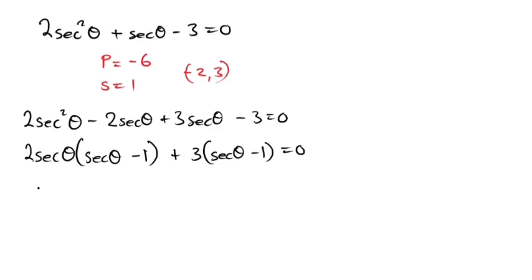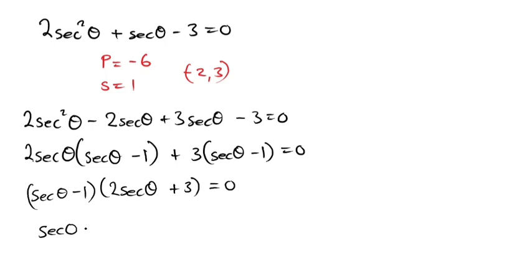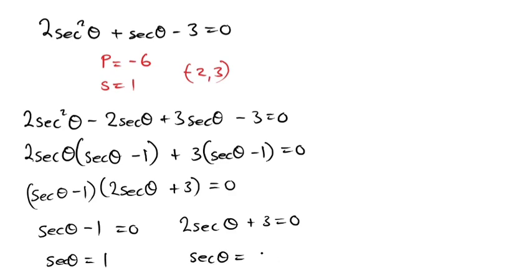So the sec minus 1 is common. So I'll factor it out as sec minus 1. What remains from the first bracket is 2 sec plus 3. All this is equal to 0. So now these two can be equated to 0. I can simply say sec minus 1 is equal to 0 and 2 sec theta plus 3 is equal to 0. So for the first one, I can just say sec is equal to positive 1. For this other one, sec is equal to negative 3 over 2.